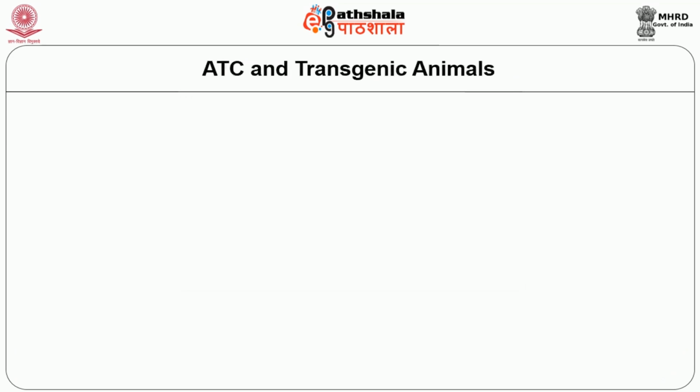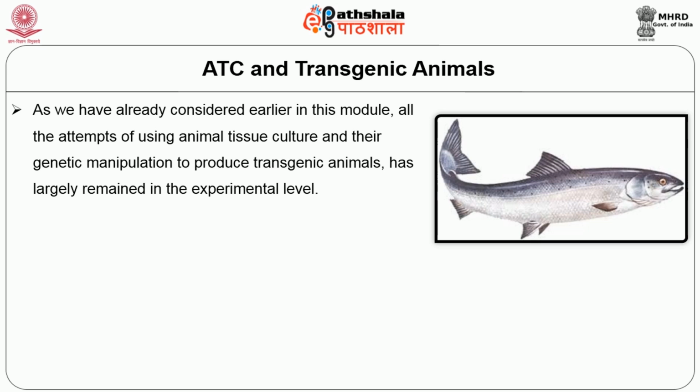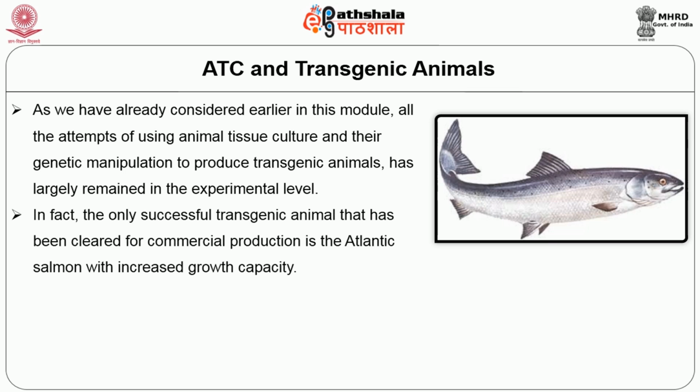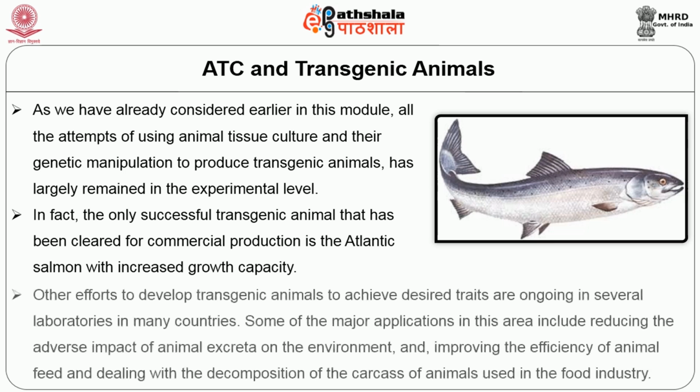Apart from what we have discussed till now, there are some other applications of ATC and transgenic animals. As we have already considered earlier in this module, all the attempts of using animal tissue culture and their genetic manipulation to produce transgenic animals have largely remained at the experimental level. In fact, the only successful transgenic animal that has been cleared for commercial production is the Atlantic salmon with increased growth capacity. However, other efforts to develop transgenic animals to achieve desired traits are ongoing in several laboratories in many countries.